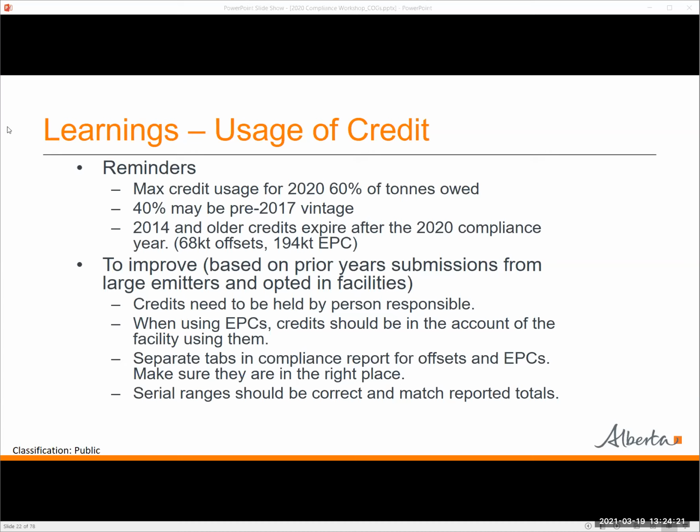Also would highlight that there are separate tabs in the compliance reporting books for the use of emission offsets and emissions performance credits, and to make sure that those credit types are put in the correct tab. And also, when you're supplying the serial ranges that you're using in the compliance book, that the serial ranges are correct, and that the serial ranges add up to the amount of tons that are being used for compliance.